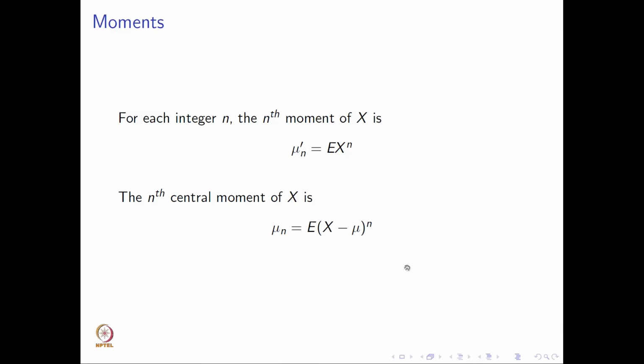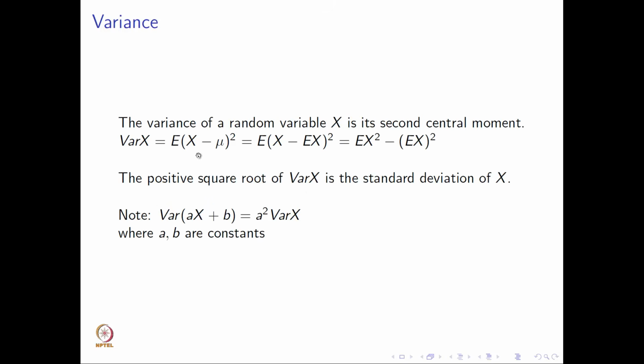The two moments that find most common use are the first moment, which is nothing but mu dash equals expectation of x, that is the mean of the random variable x, and the second central moment, which is mu2 equals expectation of x minus mu raised to the power 2, which is the variance of the random variable x. Thus, the variance of a random variable x is its second central moment. Variance of x equals expectation of x minus mu whole square.